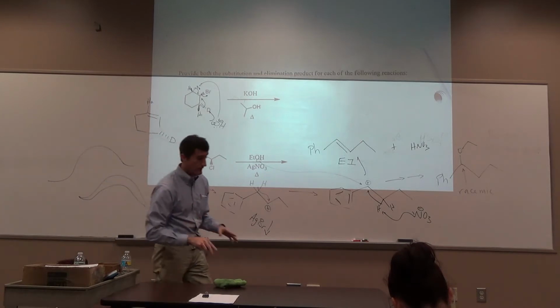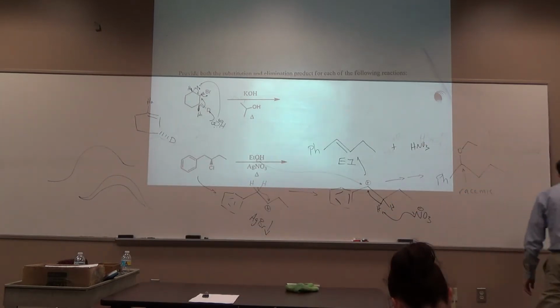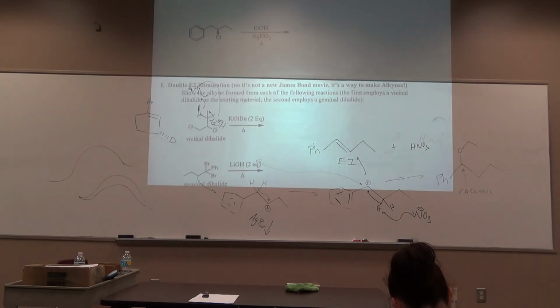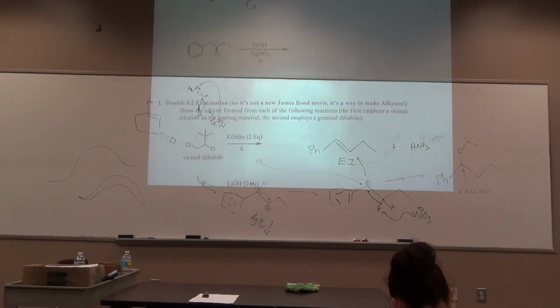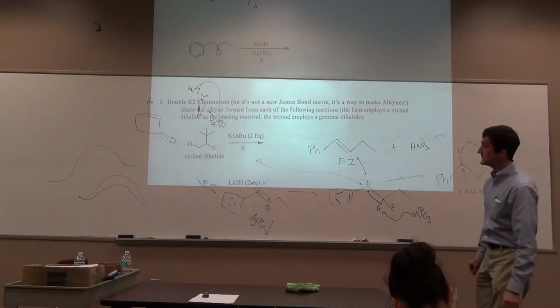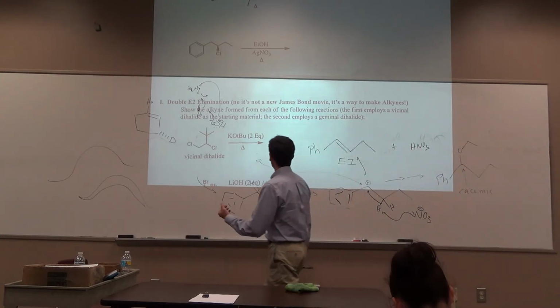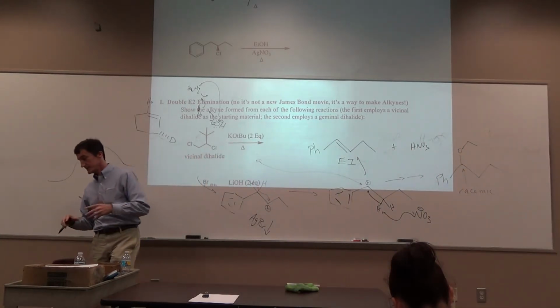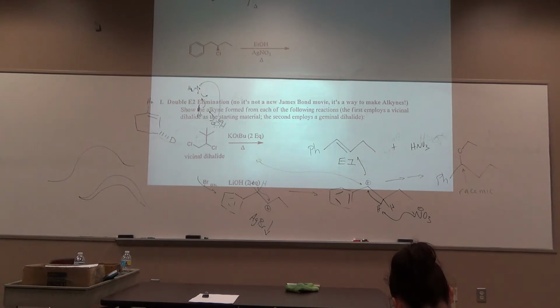Okay, did those look pretty straightforward? Last topic here: double E2 elimination. No, it's not a new James Bond movie. Spectre, Goldfinger. Double E2 is a way to make alkynes. You're doing it in the lab this week.